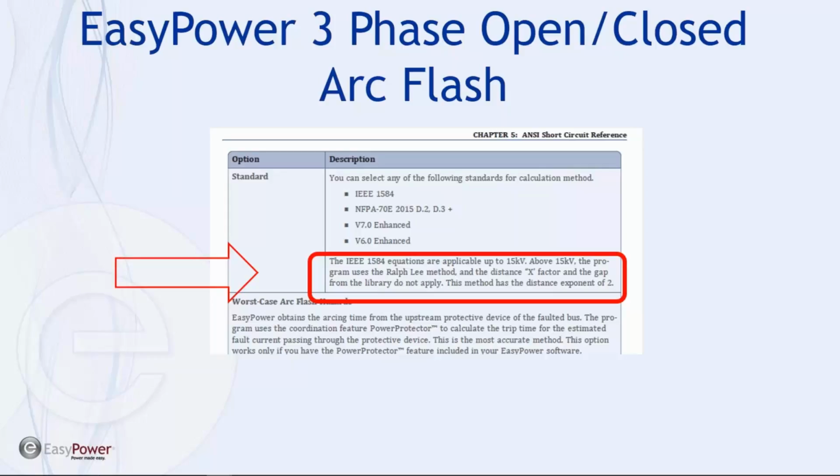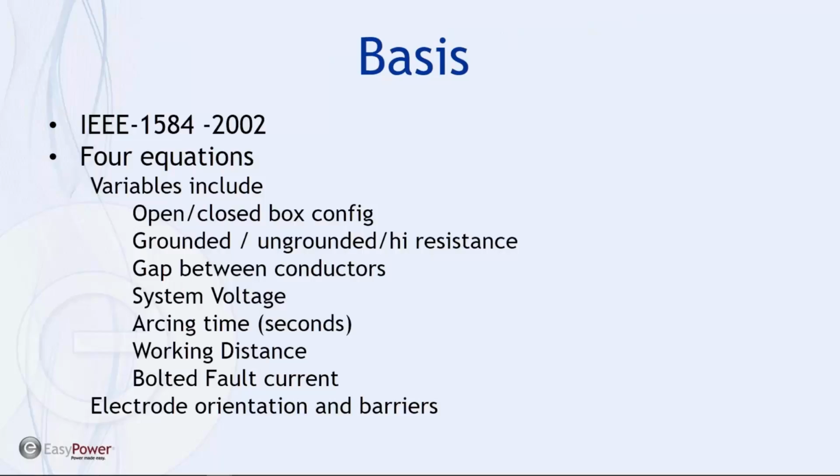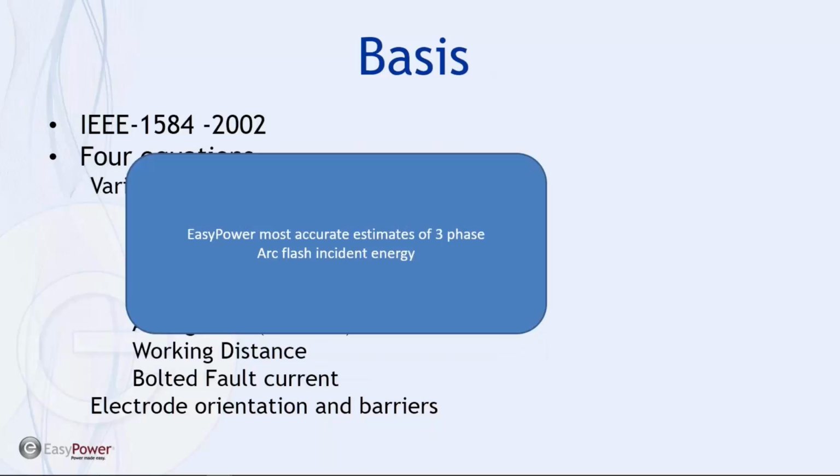So the bottom line as far as EasyPower is that, based upon the IEEE model using the four equations, we have the ability to incorporate different variables, and we've talked about these before in other refresher sessions. These variables give rise to the arc flash hazard options that you find in the tools, and it gives you the ability to have the most accurate estimates of three-phase incident energy in the industry. So that's covering three-phase pretty extensively.